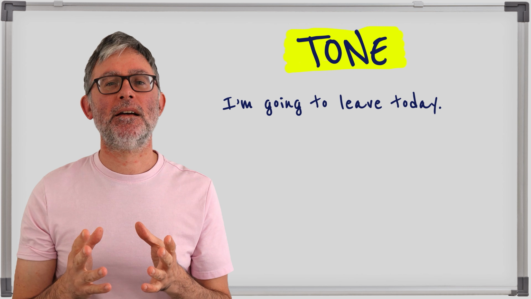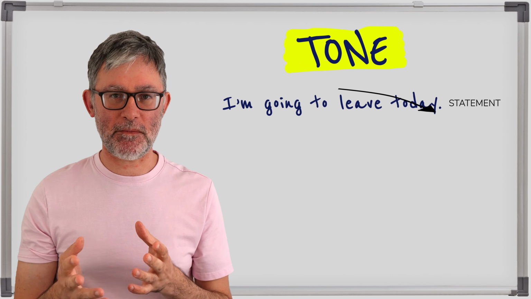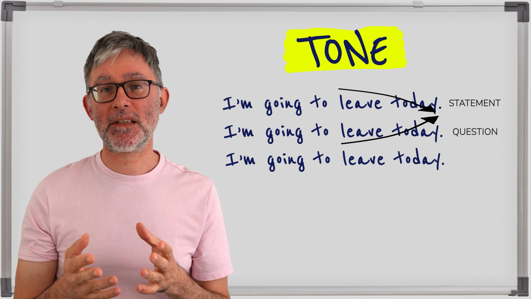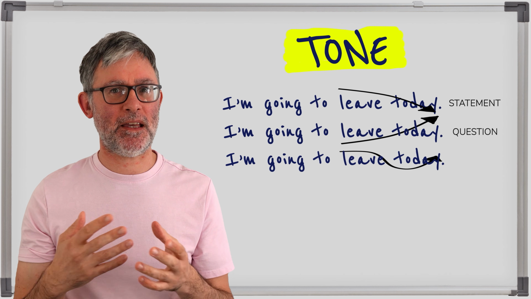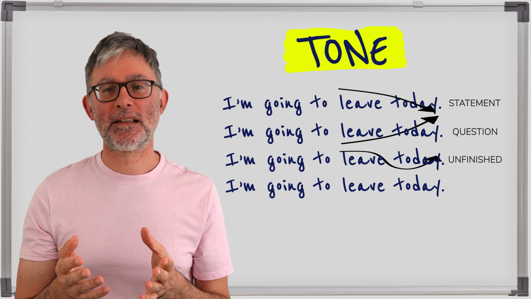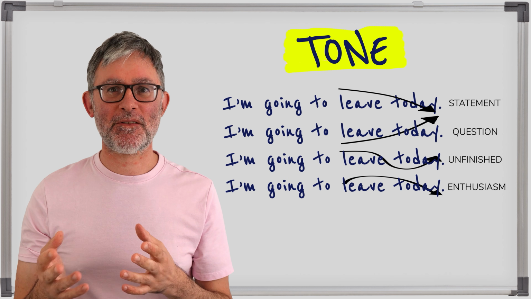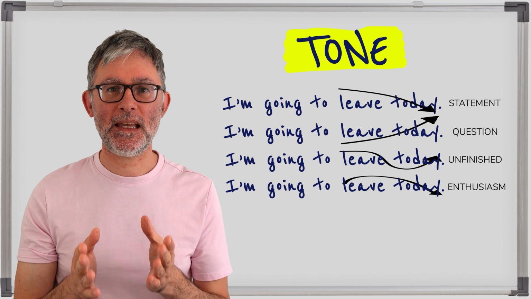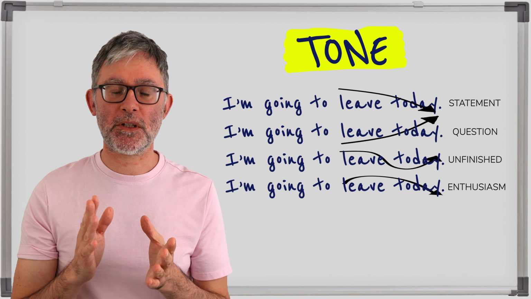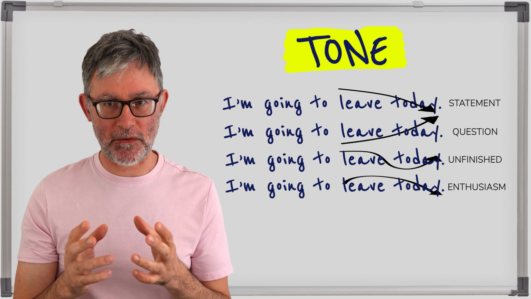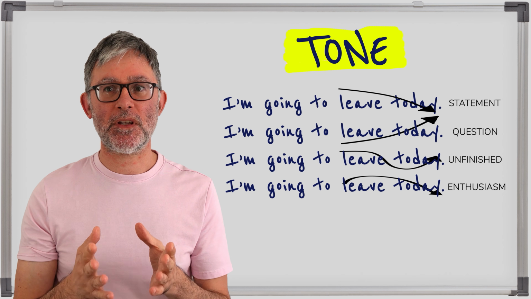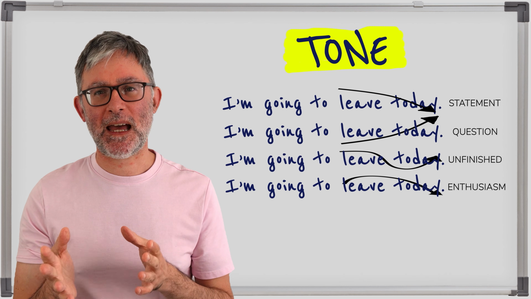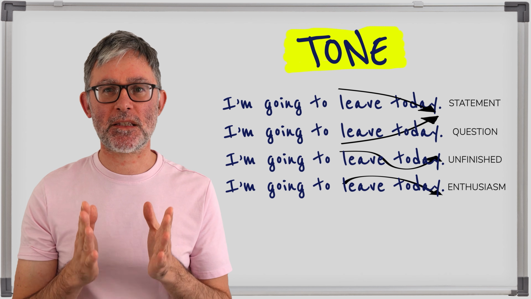You might feel like each of these patterns has a different meaning, and they can do to an extent. I'm going to leave today sounds like a statement. I'm going to leave today sounds like a question. I'm going to leave today sounds like there's some more information to come. And I'm going to leave today sounds very enthusiastic. But these meanings aren't fixed. English isn't a tone language. The tone itself doesn't change the meaning of the words. On top of this, every speaker has their own unique way of using tone. For this reason, tone can be a bit confusing and vague to study.